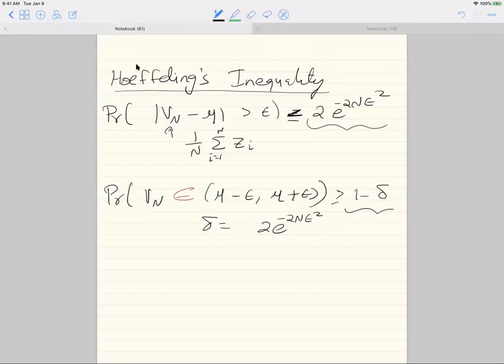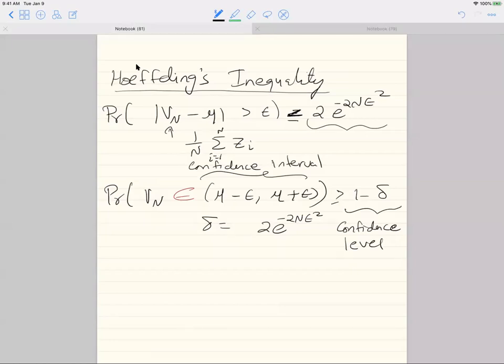In statistics, this right-hand side is called the confidence level, excuse me, and this quantity here is called the confidence interval. Okay. So it says that we are going to be very close to the mu, in the sense that with very high probability, we will be between mu minus epsilon and mu plus epsilon.